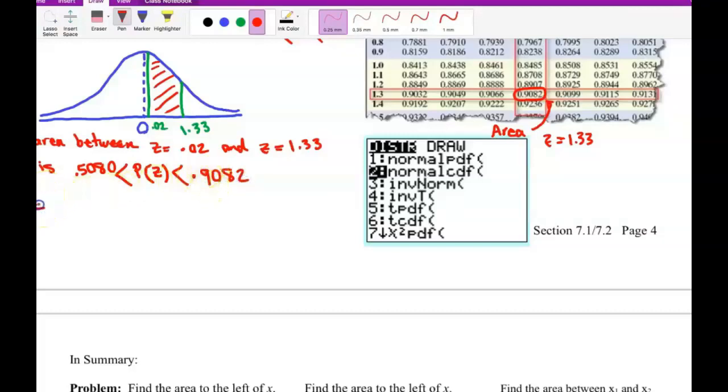Okay, so now finding the difference, I need to subtract. So this one minus 0.5080. Okay, so subtract, the answer is 0.4002. Okay, so I got the answer without using calculator for this part. I want you to learn how to find the answer without using calculator. So if you want to use calculator, you need to use normal CDF.